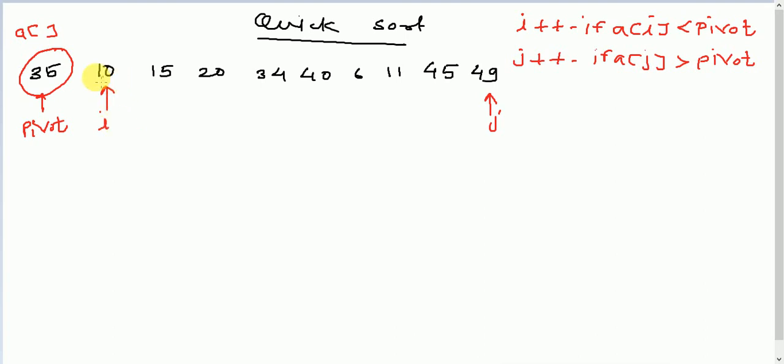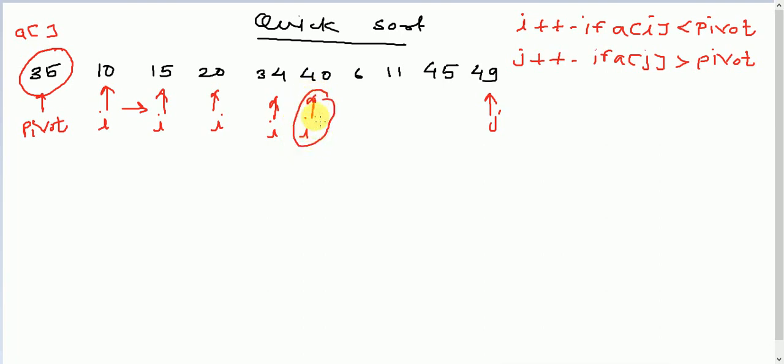Now I am pointing to 10. Is 10 greater than 35? No, it is smaller than 35, so i plus plus. Now I will point to 15. Is 15 smaller than 35? Yes, i plus plus. I will point to 20. Is 20 smaller than 35? Yes, i plus plus. I will point to 34. Is 34 smaller than pivot? Yes, i plus plus. I will point to 40. Now is 40 smaller than 35? No, so i will stop here.